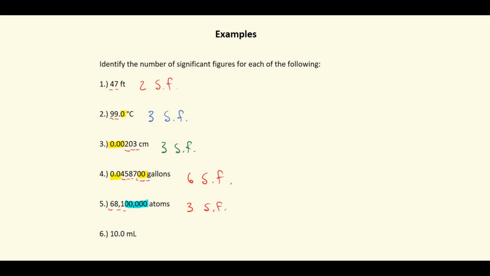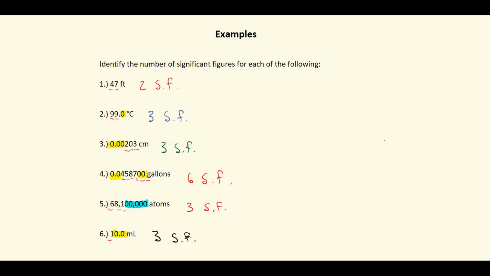Alright, one more. We have a 10.0 millimeters. We have 1 integer, and we have 2 trailing zeros. We have a decimal point in the number, so that means these are significant. So we have an integer, 2 significant zeros, giving us 3 significant figures in total.